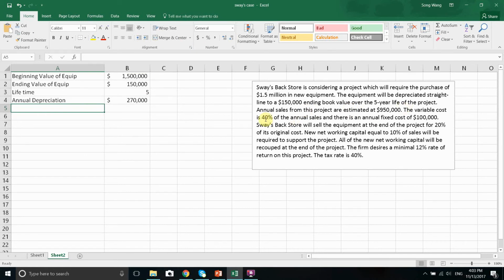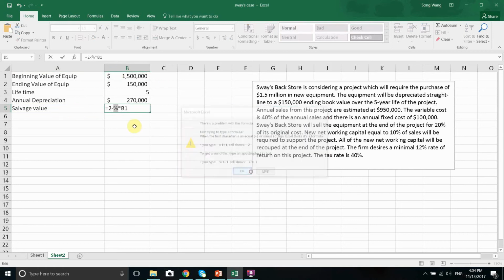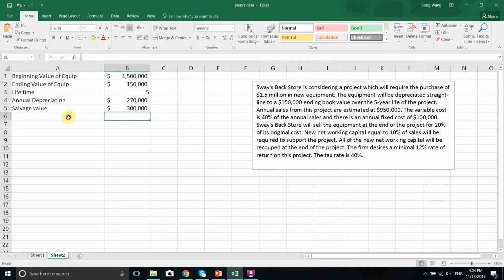All right, and if we keep reading, then we see annual sales is $950,000 per year. Variable cost is 40%. And there's an annual fixed cost of $100,000. And also we have a salvage value. You see from this line, it tells you that this machine will be sold at 20% of its original cost. So the salvage value here is 20% of the cost of $1.5 million, so that's $300,000.